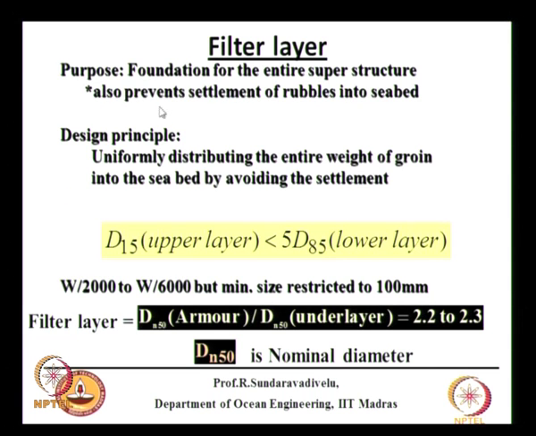The filter layer, foundation for the entire upper superstructure, this is the one, and also prevent settlement of rubbles into seabed. If you have the settlement of rubbles, that is the core layer stones into seabed, that will also accelerate cover. A design principle is this has to uniformly distribute the entire weight of the groin or breakwater into the seabed by avoiding the settlement. So what we are trying to do is we are trying to distribute the total weight of the breakwater unit for a larger and wider area. For that only we have to use the foundation.